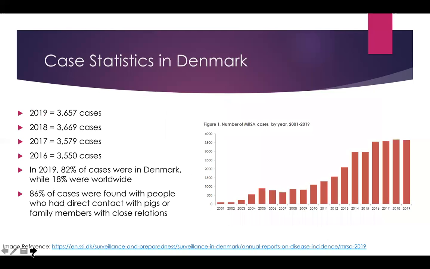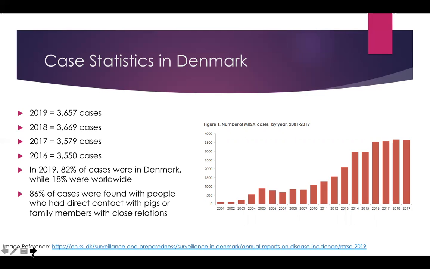So these are case statistics that I found in Denmark. They're the only place that I could find consistent statistics. I'm not 100% sure why, because as I mentioned before, there are 3 million people in the US that are infected every year. So you can see from about 2001 to 2009, 2010, the number of MRSA cases are pretty low, and then it starts to go up from there.